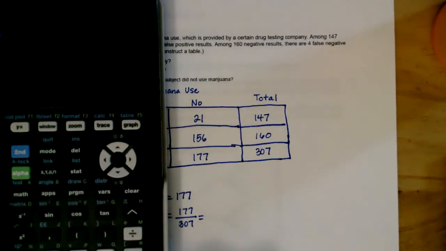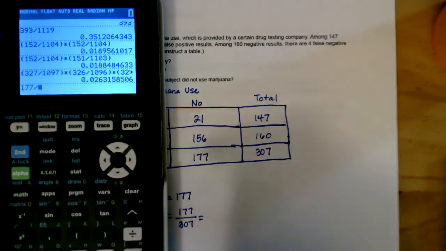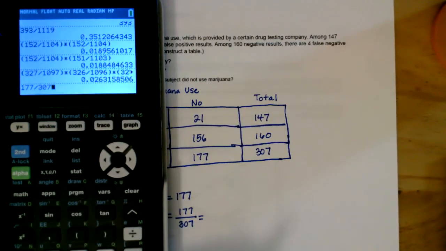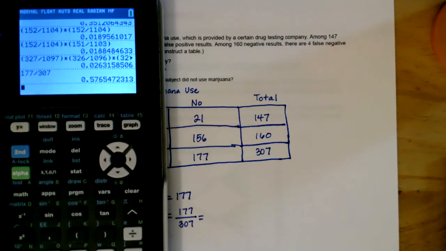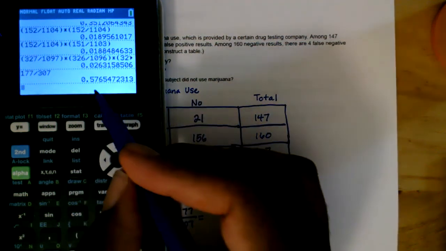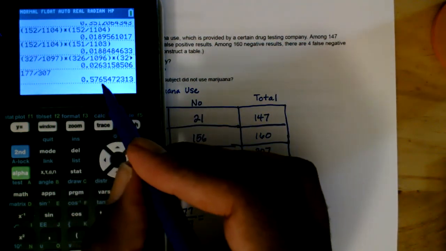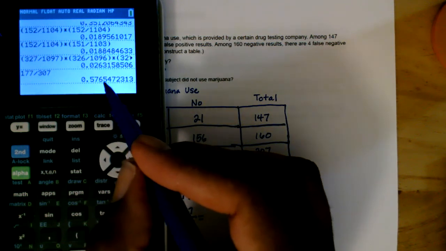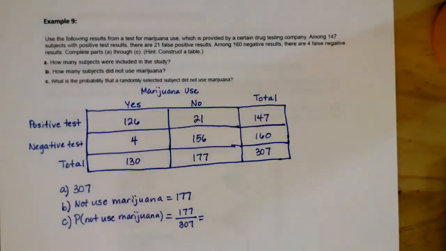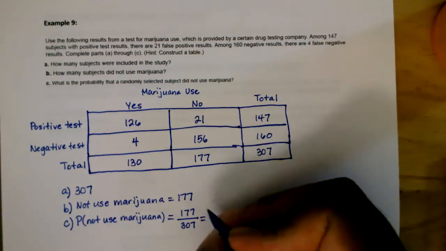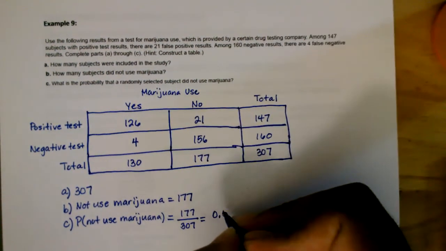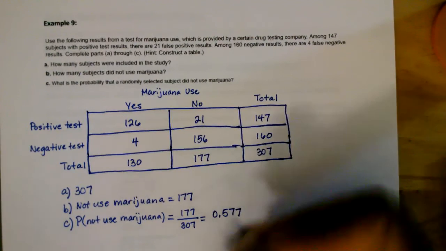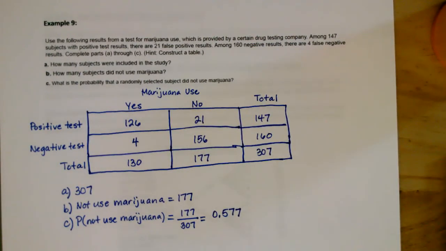And if you were to do this in the calculator, 177 divided by 307, let's say to 3 decimal places, this will be approximately 0.577. Because the third number is a 6, the 5 to the right increased the 6 to a 7, so it'll be 0.577. So the probability that a randomly selected subject did not use marijuana would be 0.577.